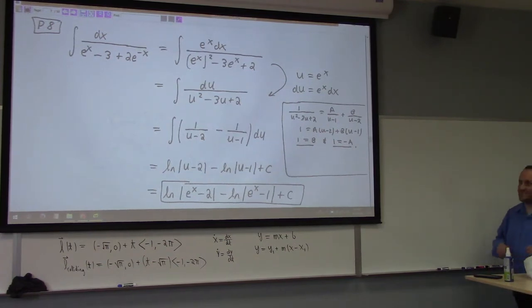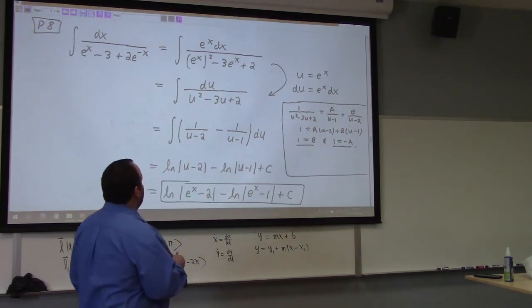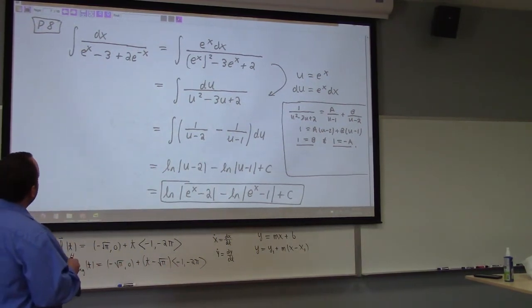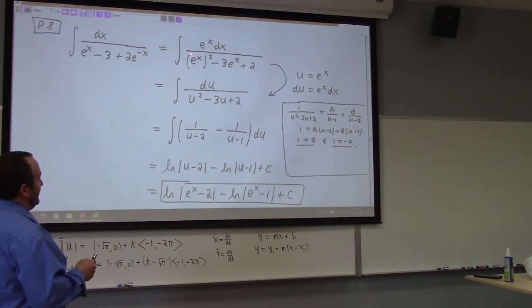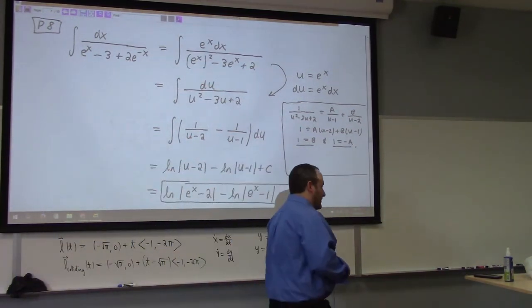You got it? Hooray! So yeah, this one you kind of have to see through. We might have a homework problem like this, I think. If we multiply by e to the x over e to the x, then you have a quadratic and e to the x down here. You can make a u substitution, partial fractions, you're done. There's probably another way to do this, I don't know.